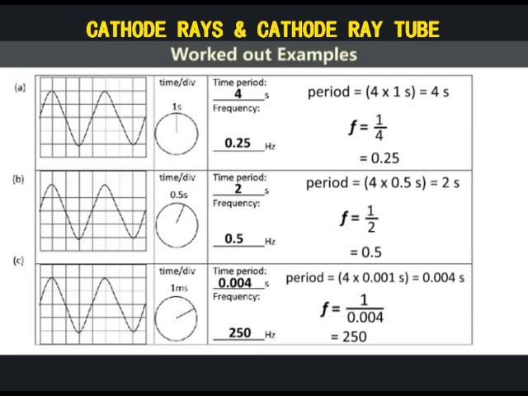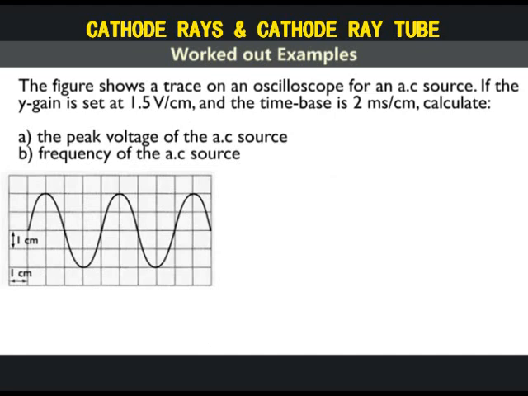One last example. The figure on your screen shows a trace of an oscilloscope for an AC source. If the Y gain is 1 volts per centimeter and the time base is 2 milliseconds per centimeter, calculate A, the peak voltage of the AC signal, and B, the frequency of the AC source. Remember, Y gain relates to the vertical displacement, while the time base relates to the horizontal displacement.